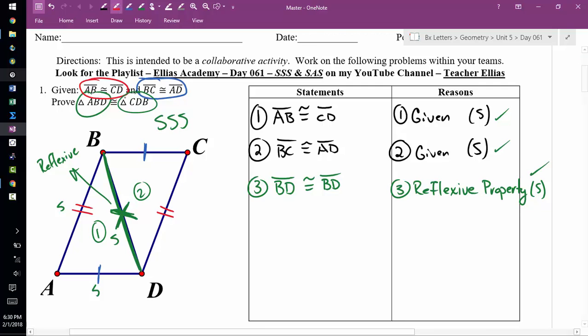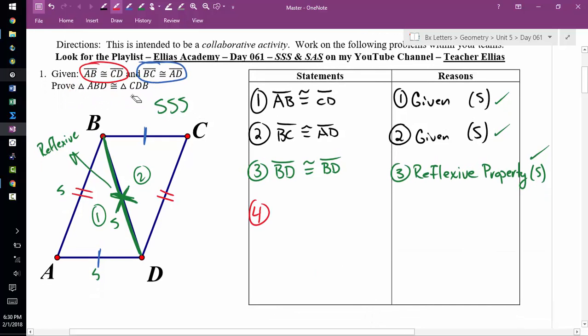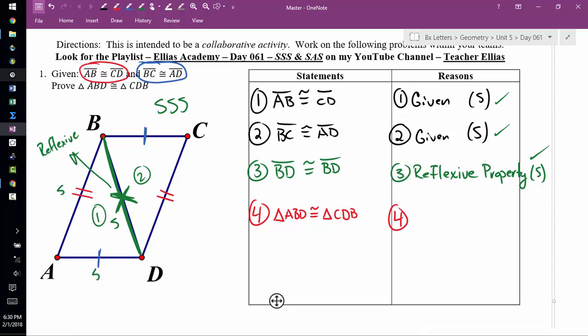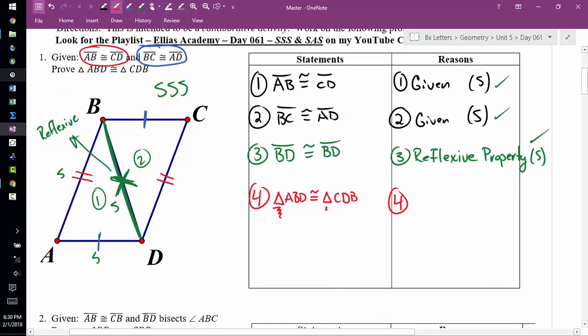I'm now ready to state what they asked me to prove. I'm ready to say 4, and I'm just going to copy what they're asking. Triangle ABD is congruent to triangle CDB. And the symbols are very important. You have to have the symbols. Otherwise, they don't know if you're talking about a line, a side, an angle, or a triangle. So you have to tell them these are triangles that we're proving.